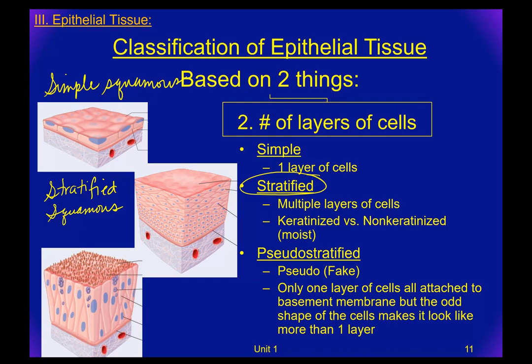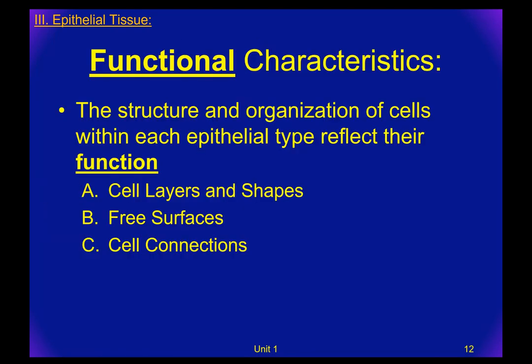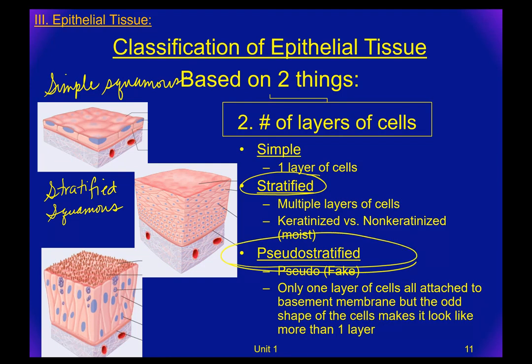If you know the number of layers and you know the shape of the cell, you know what you're looking at. Now, something that is kind of a little bit of a fly in the ointment as far as being able to be 80% of the way there is this one, okay? This one. Pseudostratified. Pseudo means fake, okay? So what did stratified mean? Stratified meant multiple layers. So if it's pseudostratified, I'm saying fake layers, okay?